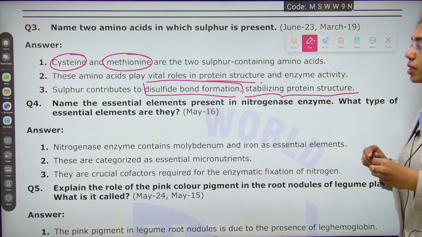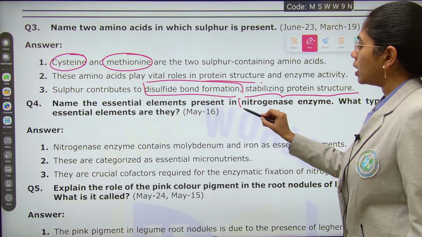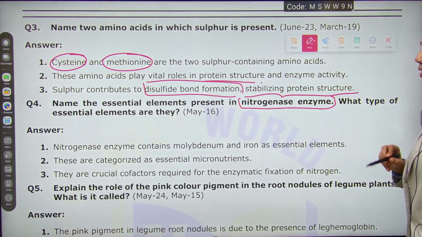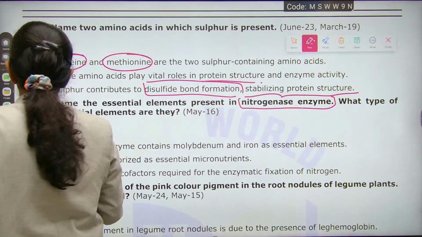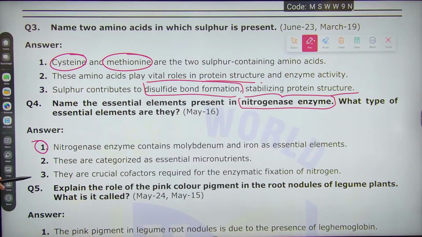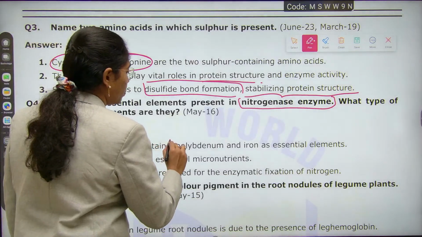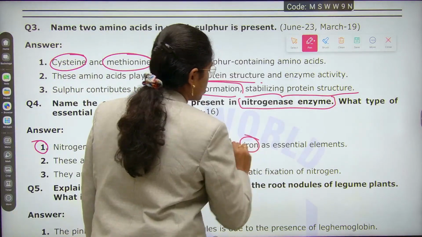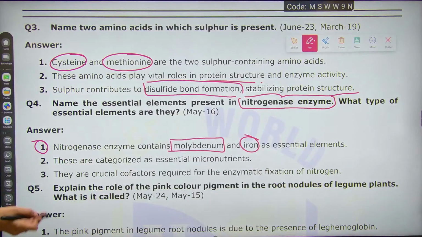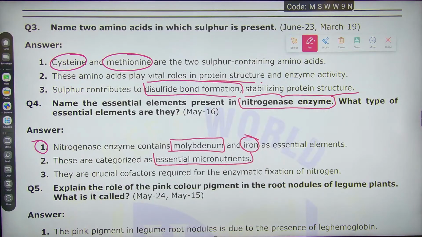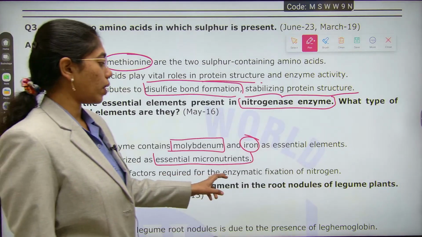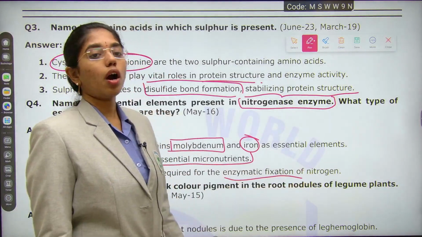Name the essential elements present in nitrogenase enzyme. What type of essential elements are they? Nitrogenase enzyme will contain molybdenum and iron as essential elements, and these are categorized as essential micronutrients. They are crucial cofactors, required for enzymatic fixation of nitrogen.